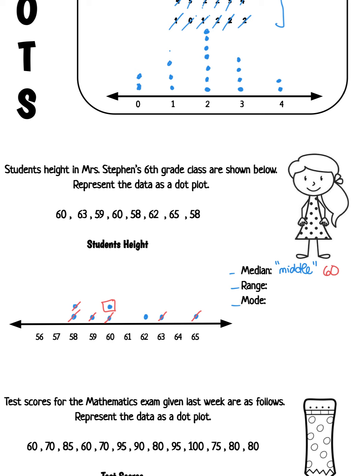The range is the highest to the lowest. The highest number is 65. The lowest number is 58. So we'll subtract them. The answer will be 7.